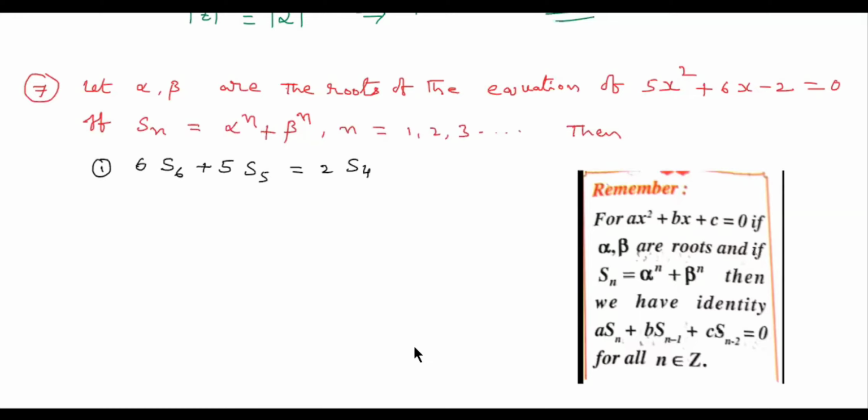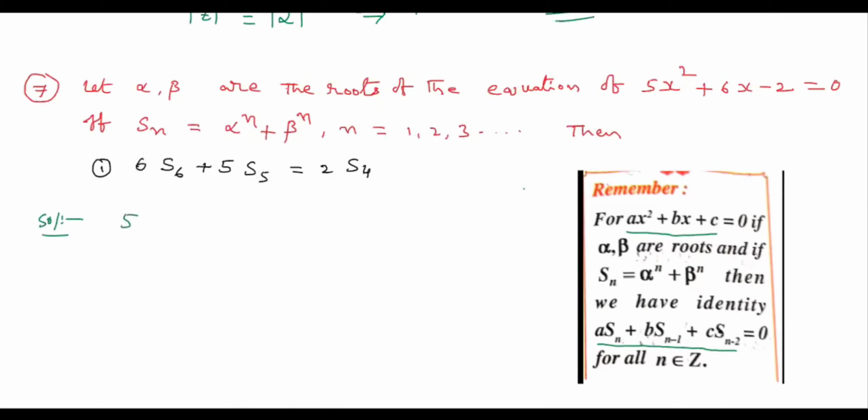See here the formula. By observing the quadratic equation ax square plus bx plus c is equal to 0, Sn is equal to alpha power n plus beta power n. Then what is the formula? A Sn plus b Sn minus 1 plus c Sn minus 2 is equal to 0. Now observe the quadratic equation.